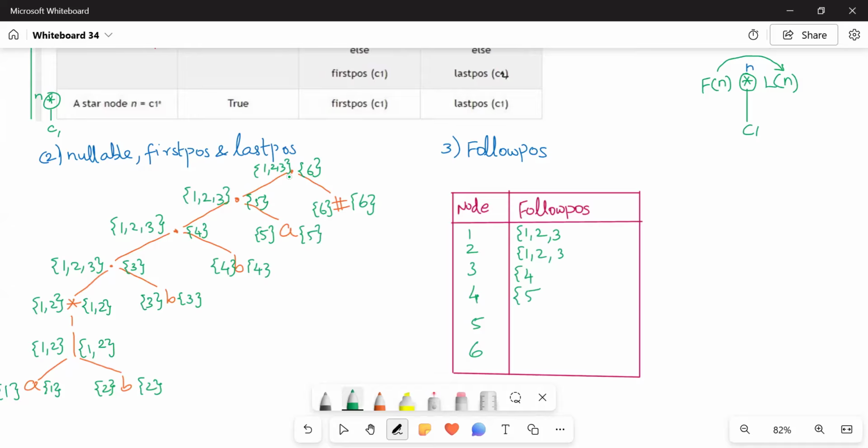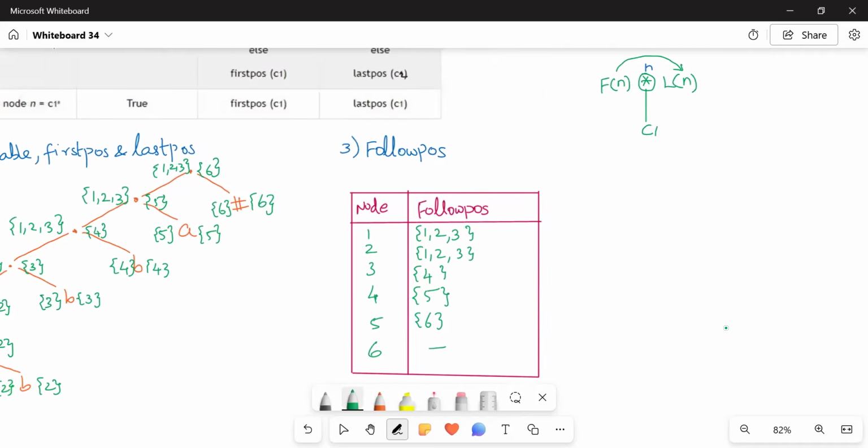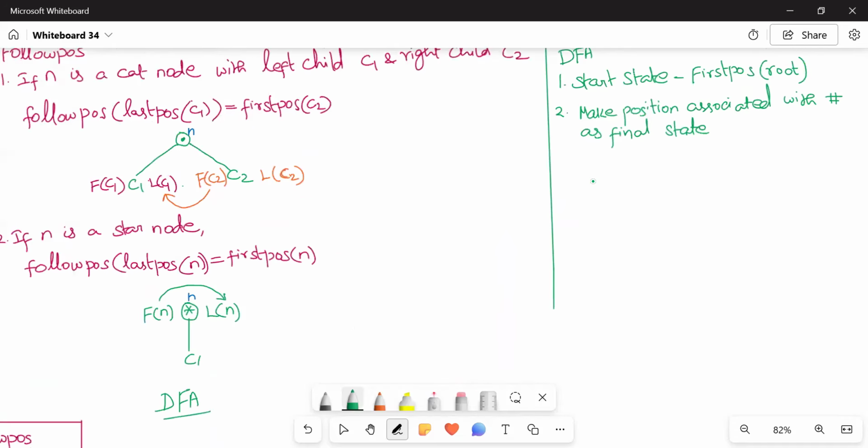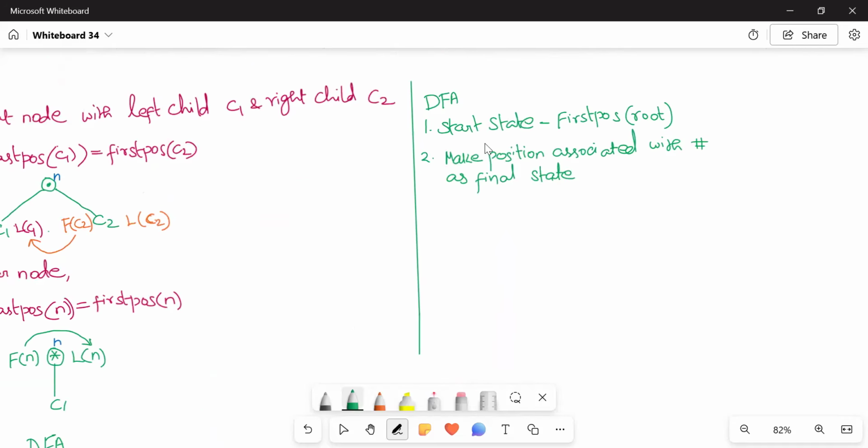Then for this cat node, 6 must be substituted to 5. Okay, that's all. So we can close all these sets now. And this one is nothing. Now we need to construct DFA for our given problem. To construct DFA, start state must be first position of the root.